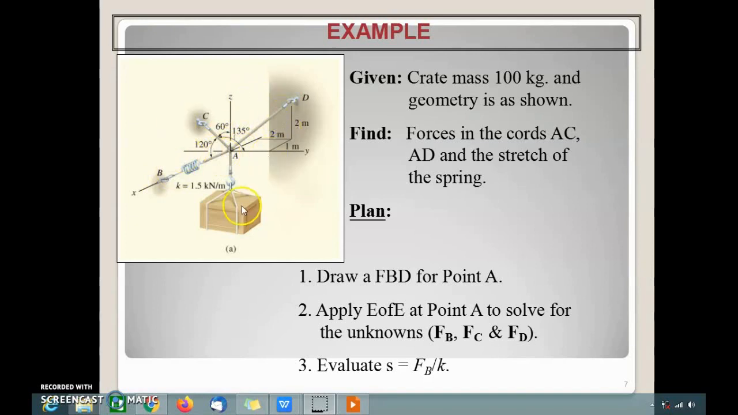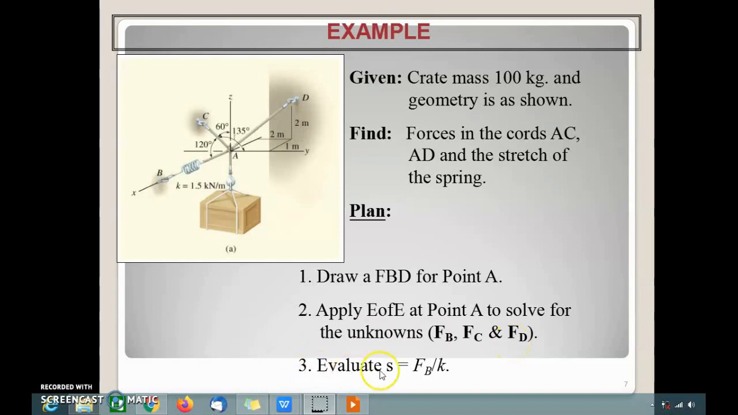Keep in mind here, this system is in equilibrium. So the total force of all the tensions and the mass here is equal to 0. For the first step, you need to draw a free body diagram for point A. So the particle is here. Then apply the equation of equilibrium at point A to solve for the unknowns FB, FC, and FD.